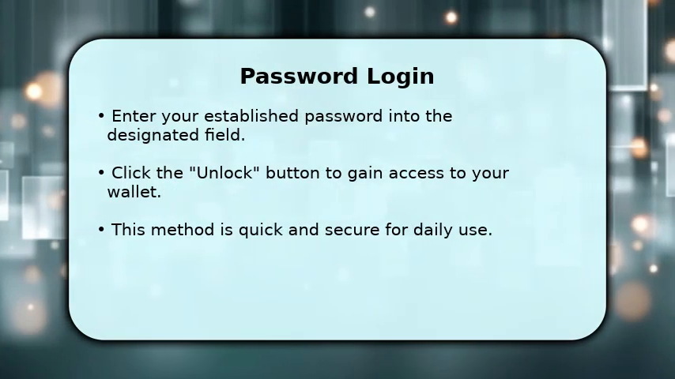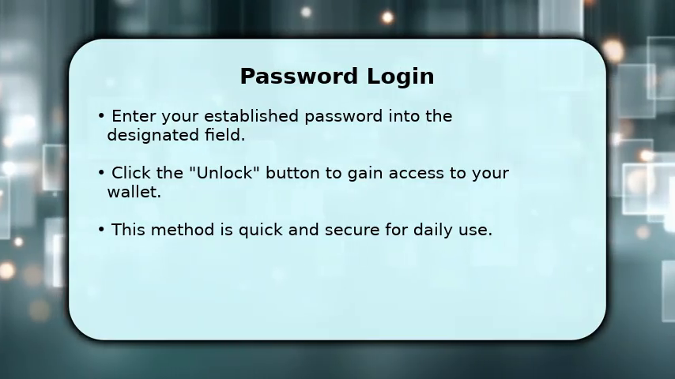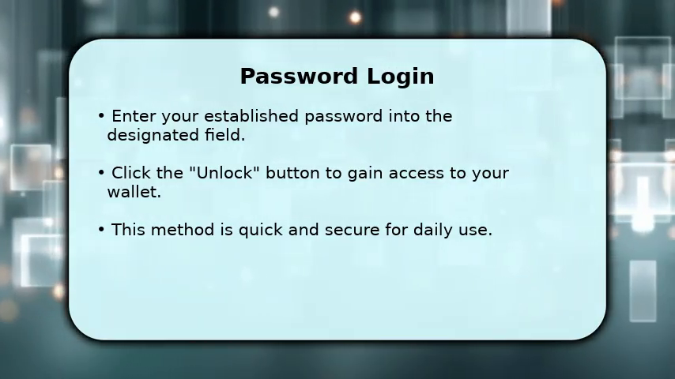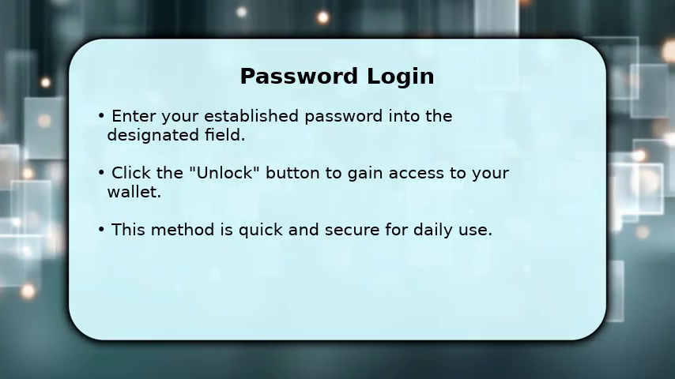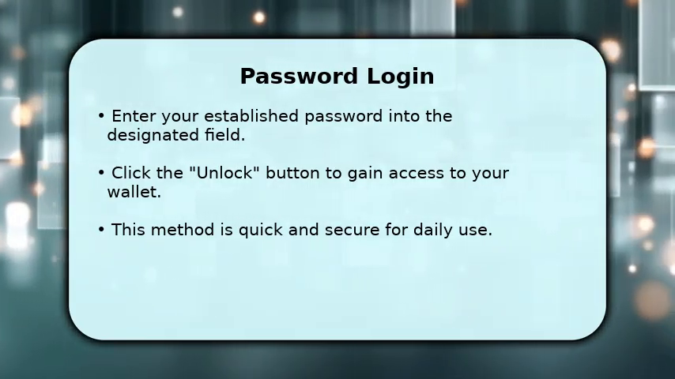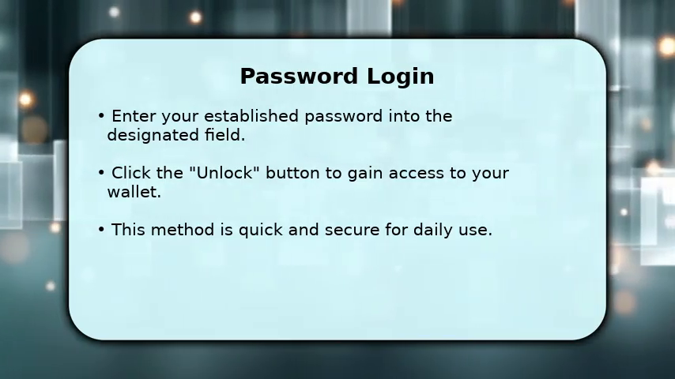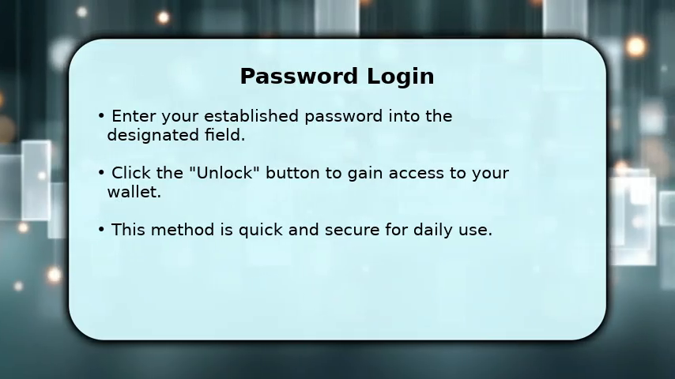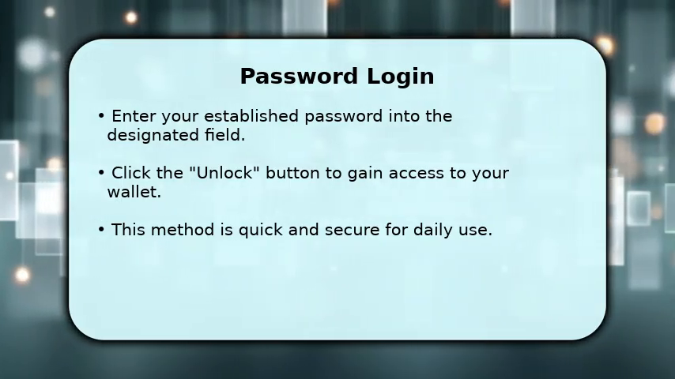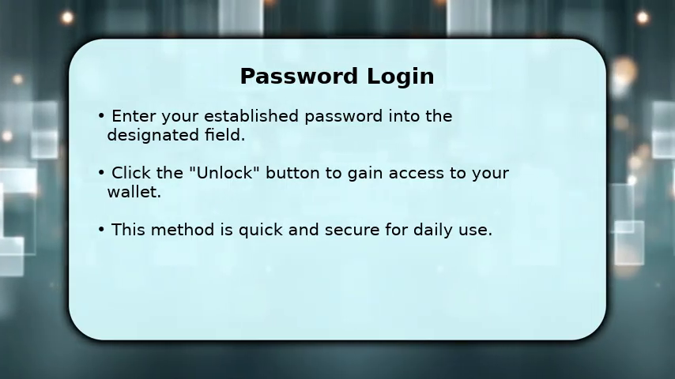Once the MetaMask extension is open, you'll see a prompt to enter your password. Type your previously created password into the designated field. After entering your password, simply click the Unlock button. This action will grant you immediate access to your wallet, allowing you to view your balances and interact with decentralized applications. This is the most common way to access your wallet daily.